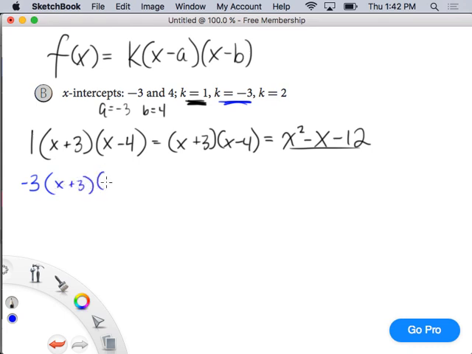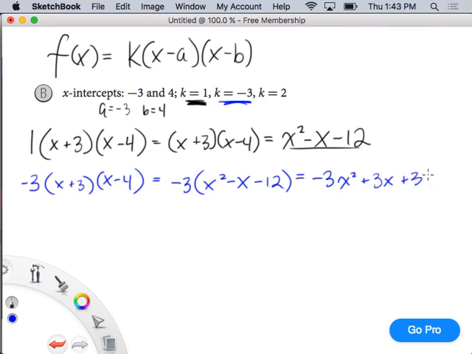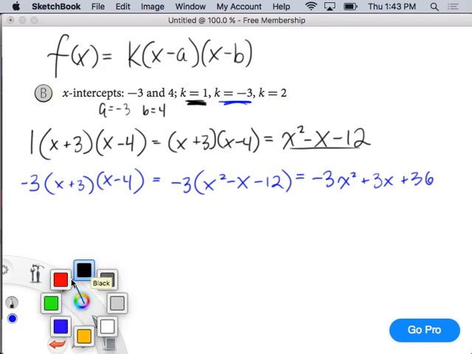-3 times x plus 3 times x minus 4. Well, that's already factored form. And then we've already factored that out, so we don't have to do it again. It's just negative 3 times x squared minus x minus 12, because it's the same exact thing. Okay? And then we distribute it. Negative 3x squared, negative 3 times negative x is positive 3x. Negative 3 times negative 12 is positive 36. Does that make sense?